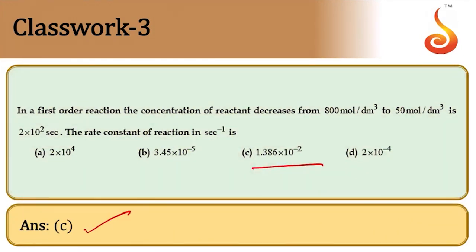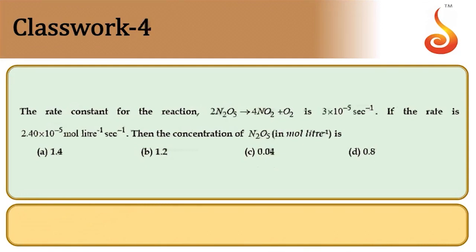Then next one. The rate constant for the reaction 2N2O5 giving rise to 4 moles of NO2 plus O2 is 3 into 10 to the power of minus 5 seconds inverse. If the rate is 2.4 into 10 to the power of minus 5, then the concentration of N2O5 is? We are observing the units of rate constant. It is again seconds inverse. So from the units we can say the reaction is of first order kinetics.